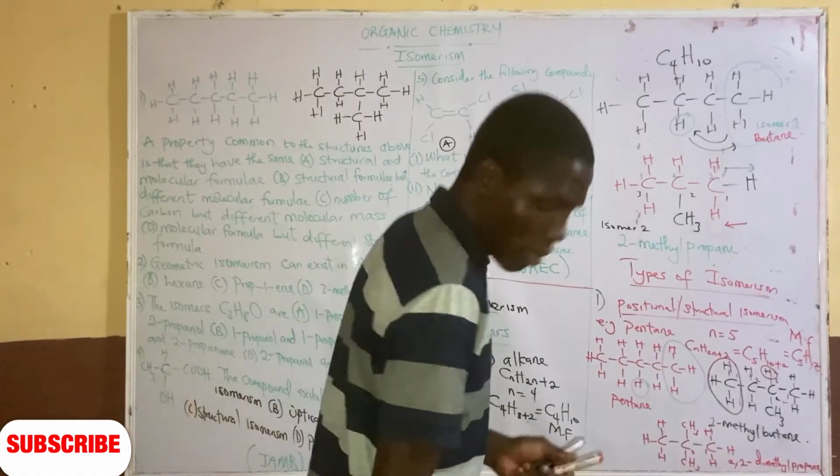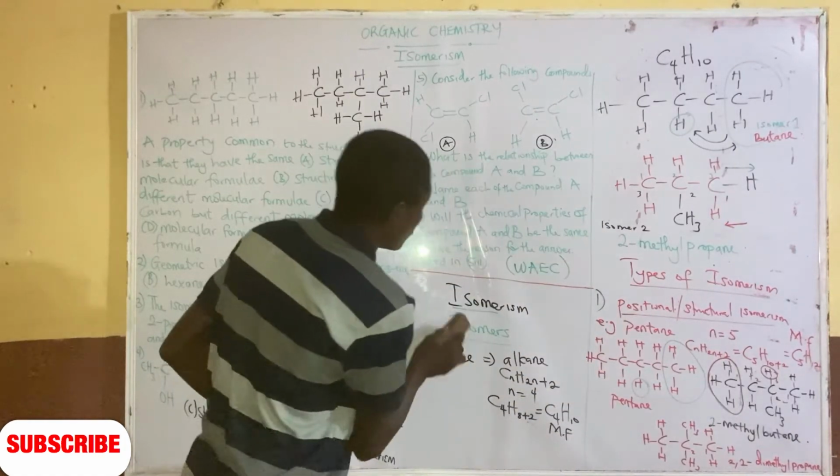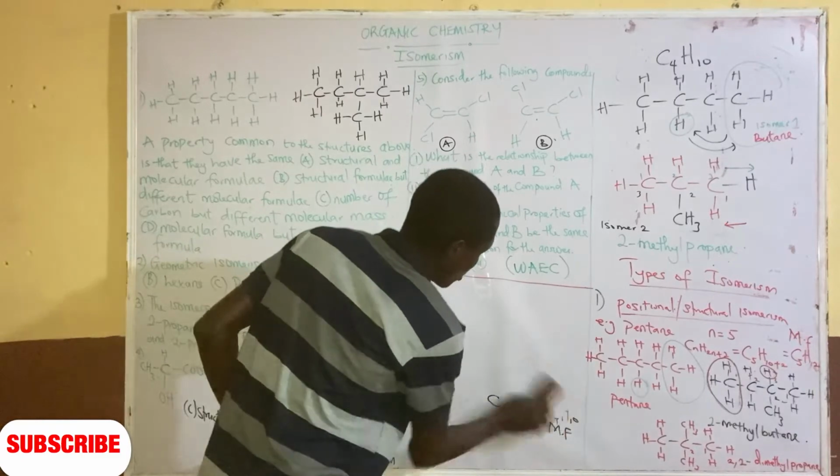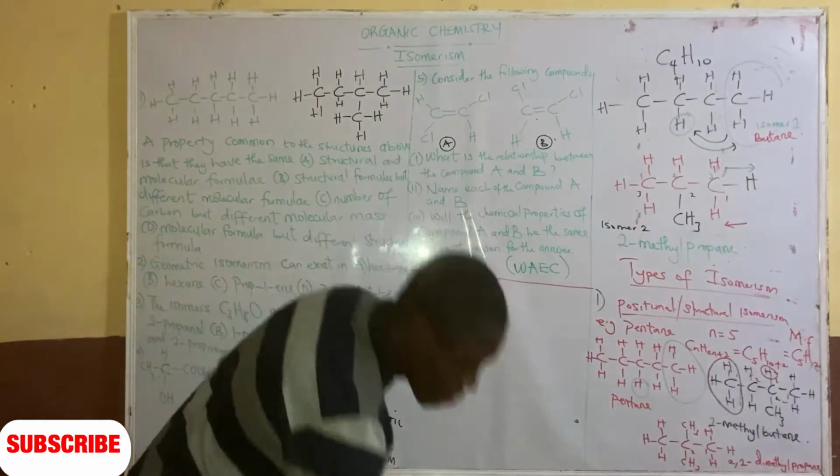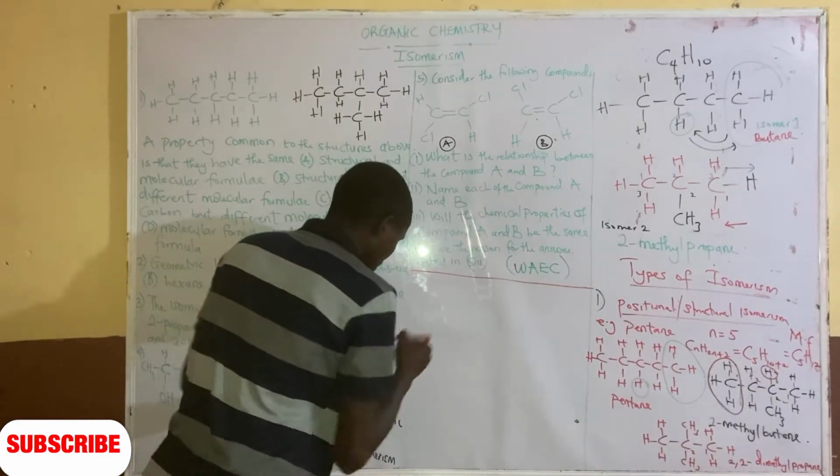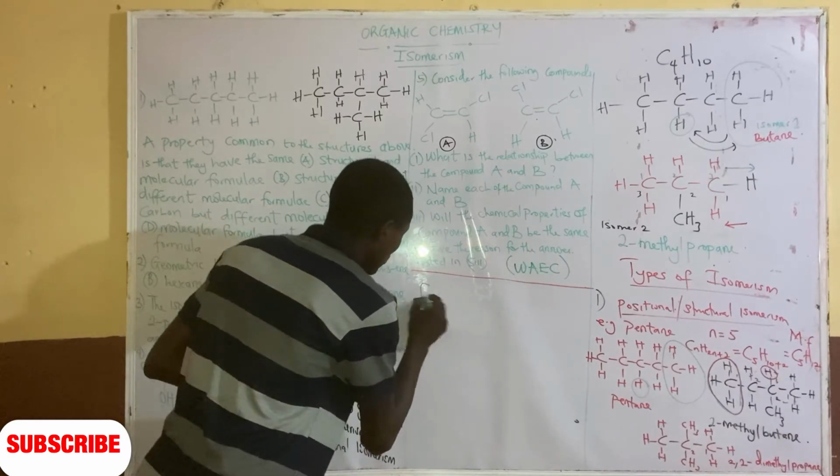Now, another one is another example of positional isomers. Another example, example 2.